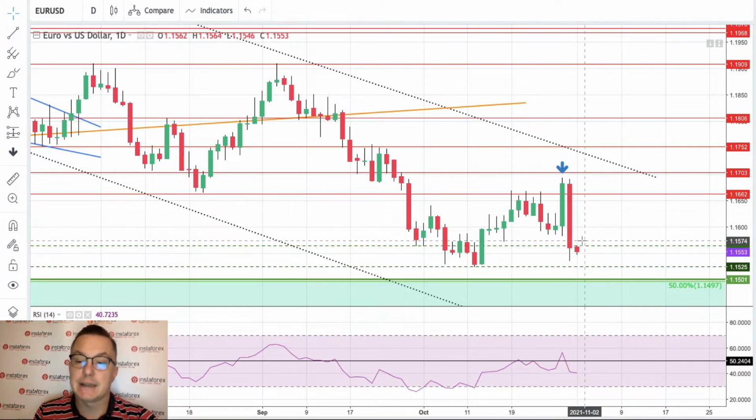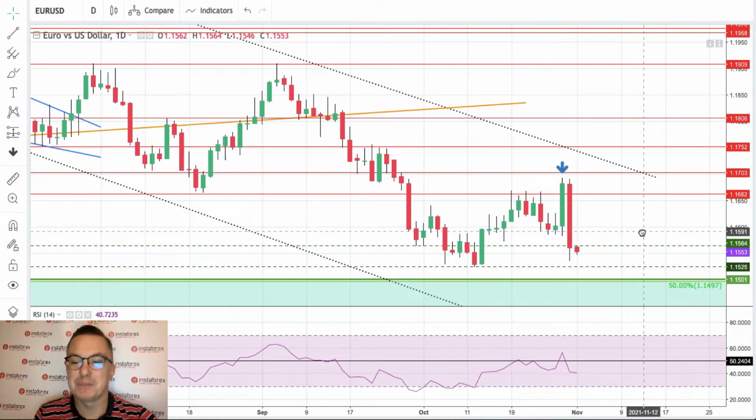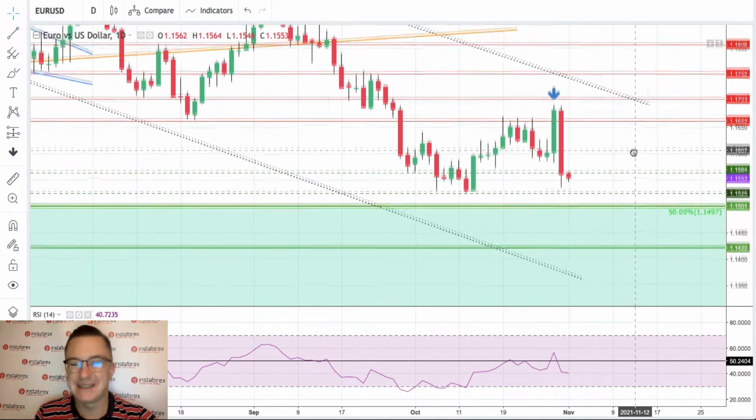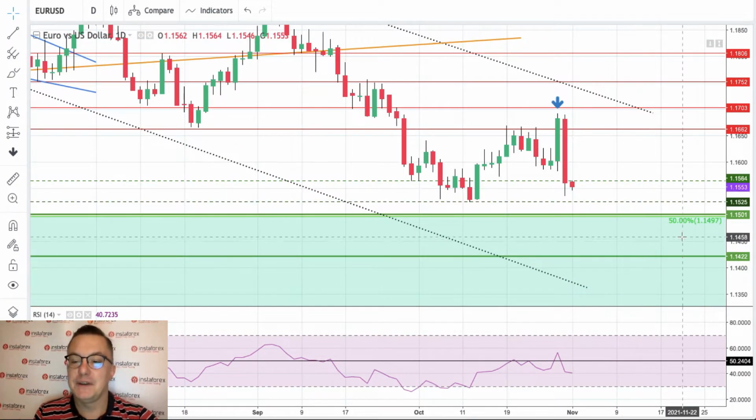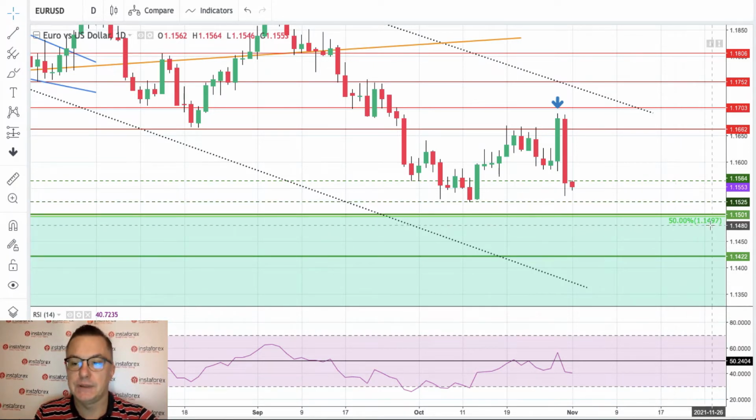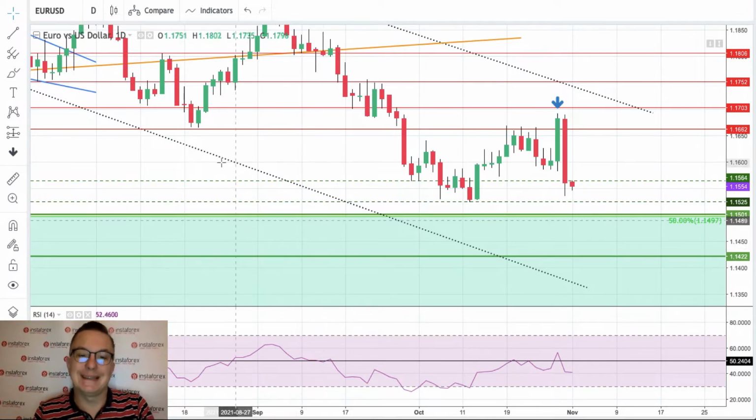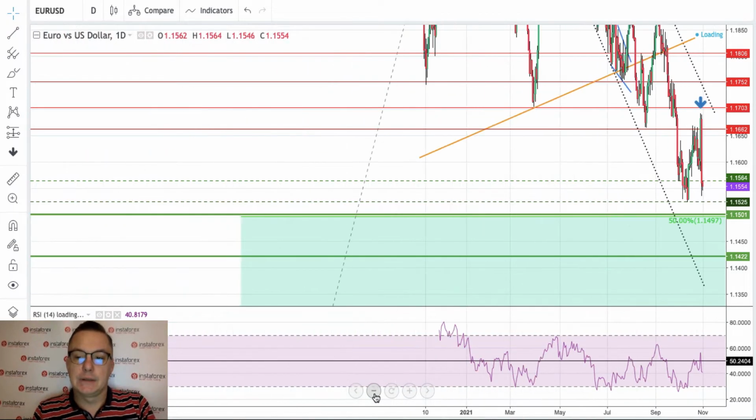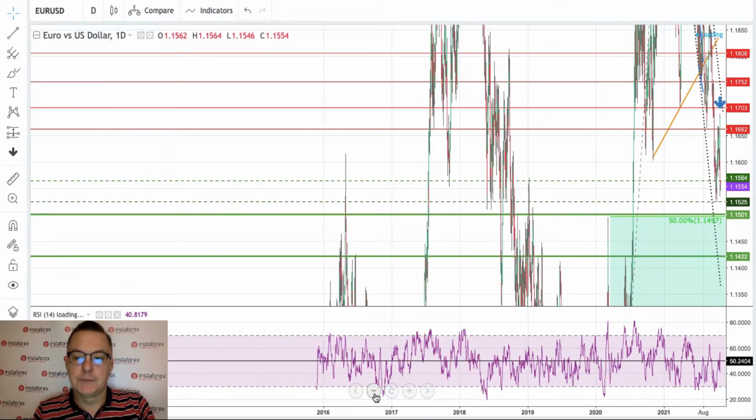So it looks like we are going to hit 1.1525. This is the last known technical support, but this is not good for bulls. This is not good for bulls because we are getting very close to the level of 1.15, and then 50% of the Fibonacci retracement, 1.1497, and then of course the next target for bears is 1.1422. But this is very low. Those levels will be the last resort for bulls, right?